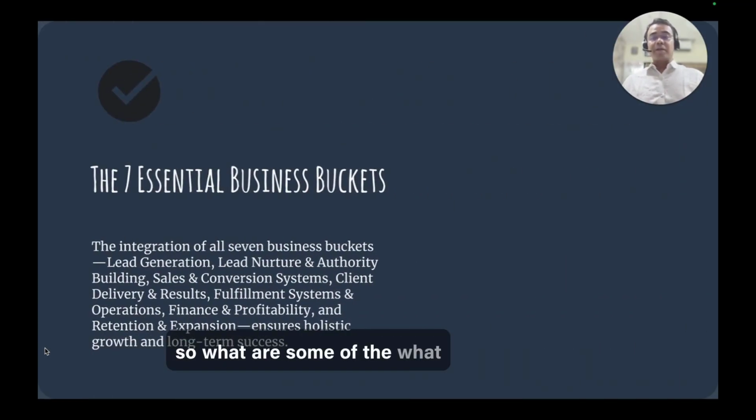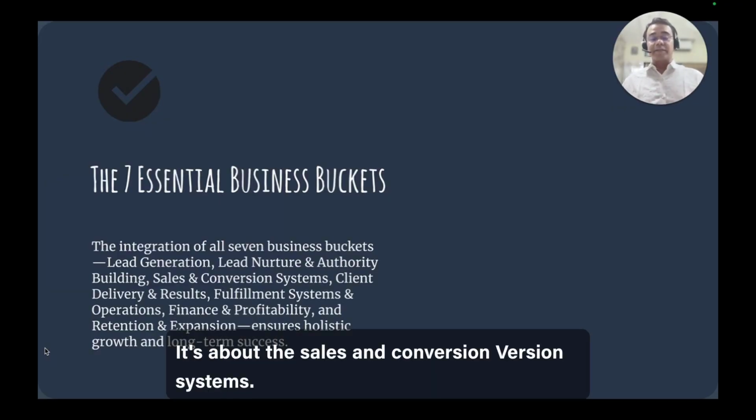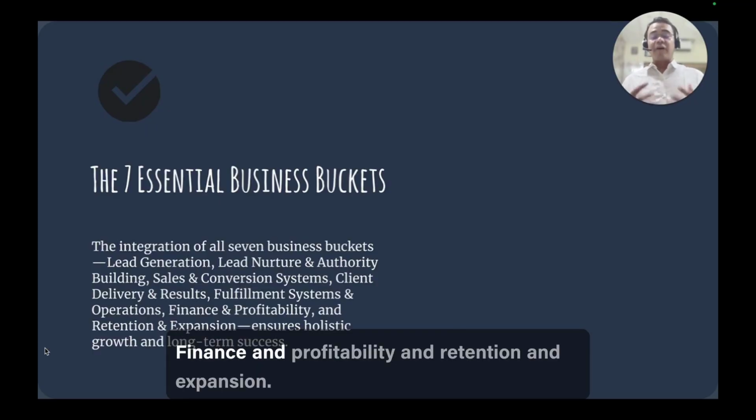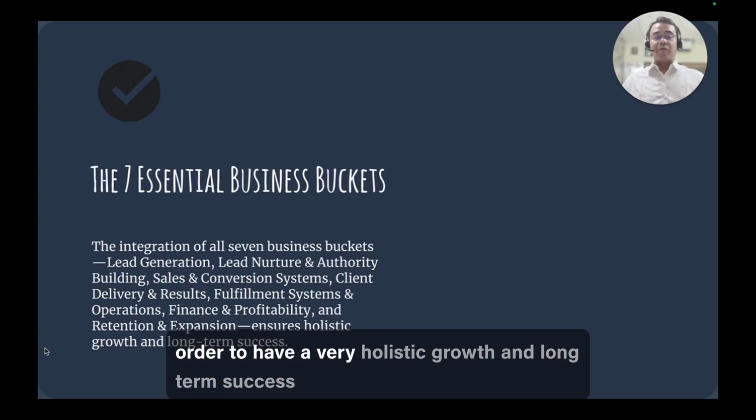So what are the essential seven business buckets that we'll be looking at with this presentation? It's about lead generation, which of course is one of the immediate needs, but also lead nurturing and authority building. It's about sales and conversion systems, client delivery and results, fulfillment systems and operations, finance and profitability, and retention and expansion. These are the seven buckets or pillars of the entire strategy that an organization should adopt in order to have very holistic growth and long term success.